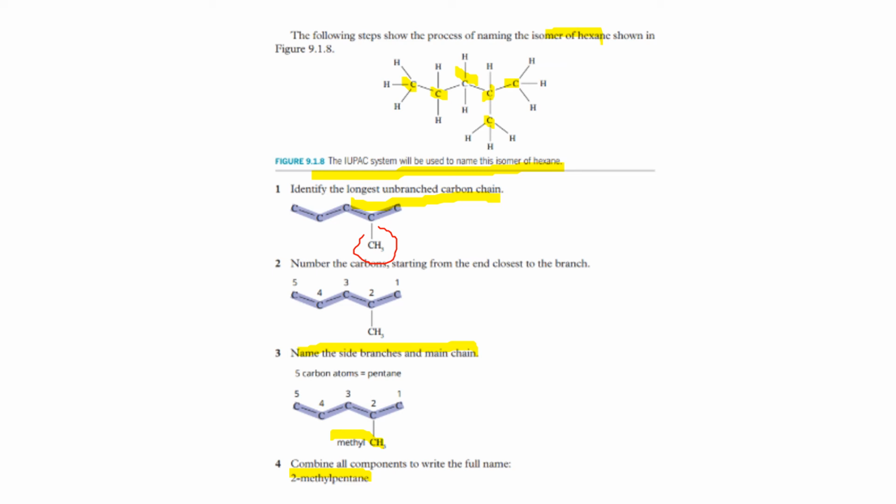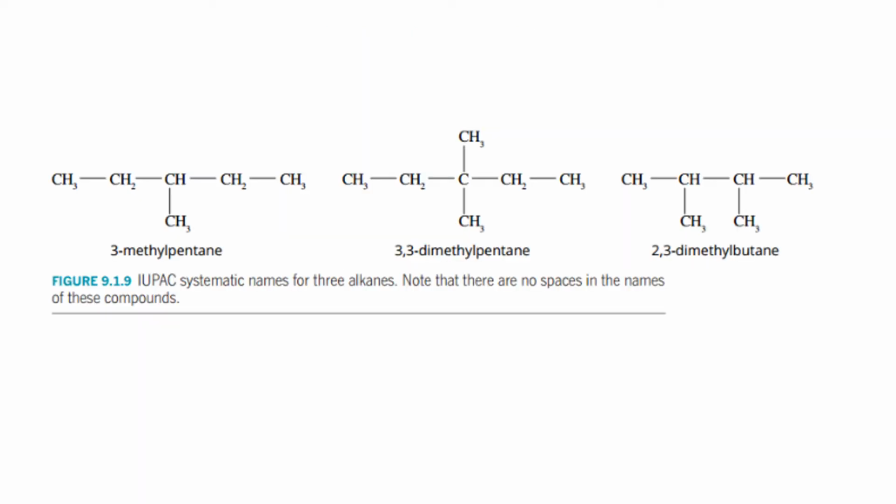Moving on to the next slide. Alright, so we are almost there. This slide is telling you about the IUPAC systematic naming of 3 alkanes. The first one will be 3-methylpentane. You can see that the third carbon consists of the methyl. The second diagram will be 3,3-dimethylpentane because the third carbon has 2 methyl groups. And the third diagram will be 2,3-dimethylbutane because it's on the second and third carbon.